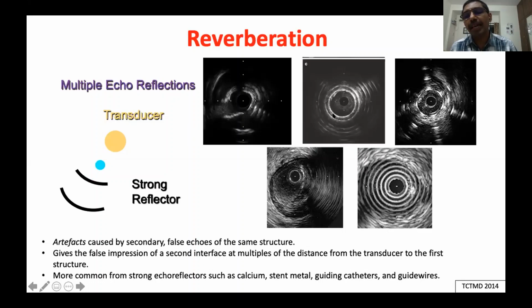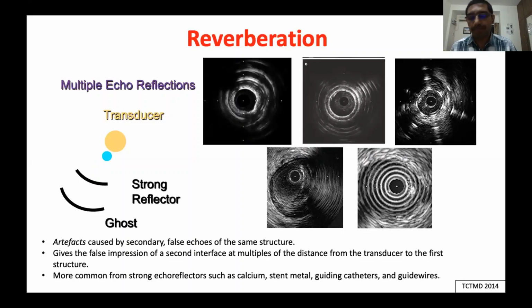And this is your guide catheter. The guide catheter is another one which produces prominent reverberation. So this is guide catheter related reverberation. And this one is stent strut related reverberation. You can see multiple pairs of stents here, but actually there is only one layer. These are all artifacts. And this is your guide wire related reverberation. And this is your air bubble related reverberation. These are the various things which can cause reverberation artifacts in IVUS imaging.